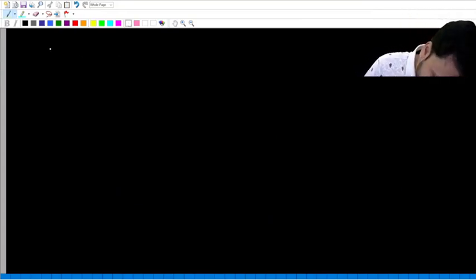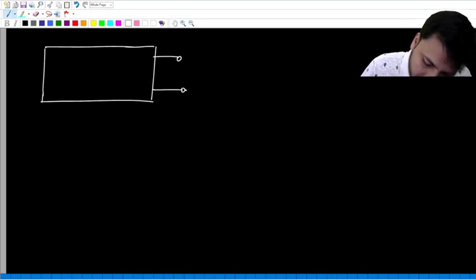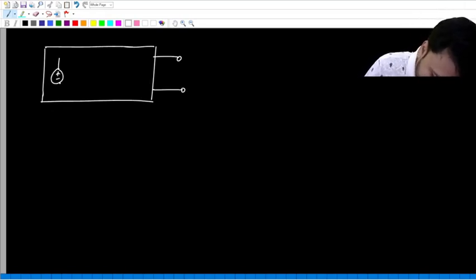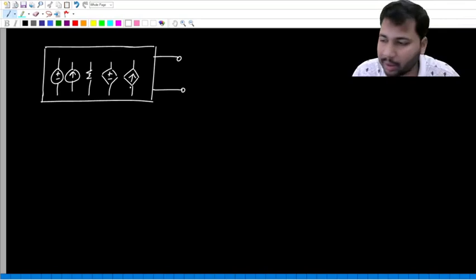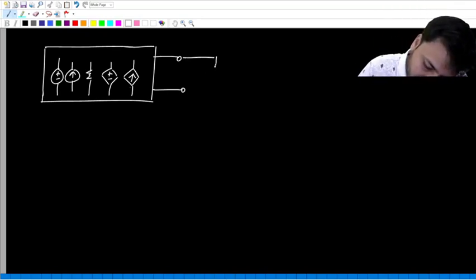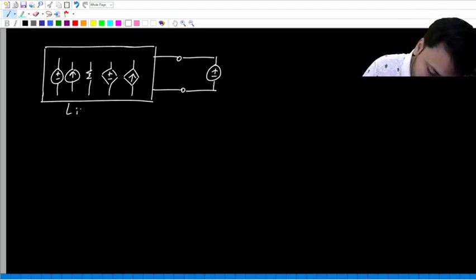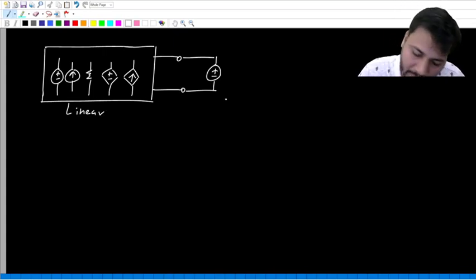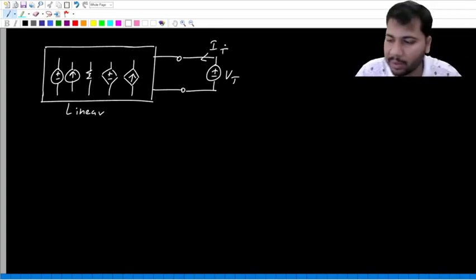Once again, let's say we have a linear network. In general, a linear network will contain independent voltage sources, independent current sources, resistors, linear dependent voltage and linear dependent current sources. Across this linear one port network, I connect a test voltage source Vt, and let the current flowing out of the plus terminal be some It.